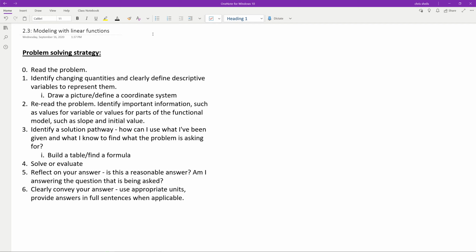So the problem solving strategy here is, first of all, the 0th step. Before anything else, we have to read the problem. This seems obvious, but there are many questions that can be resolved simply by fully reading the problem. A lot of the time we don't read the problem. We look at the problem for numbers and we start to immediately try to do math. We need to actually fully read the problem so that we can understand what's being asked of us and what those numbers mean in context.